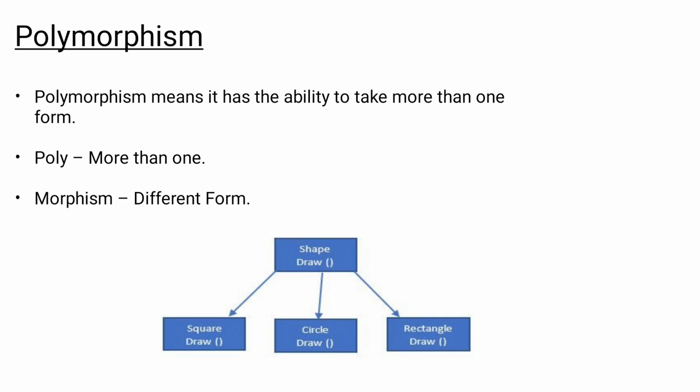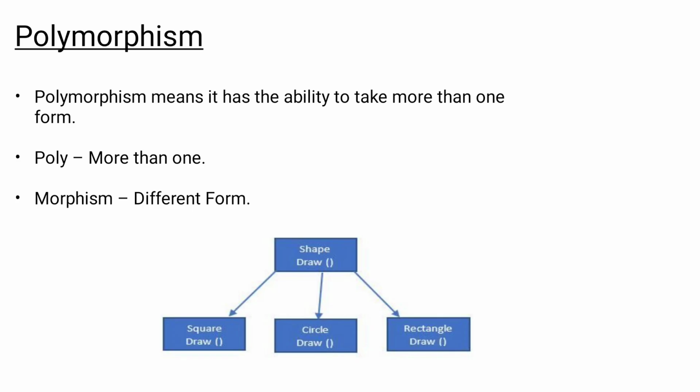Polymorphism can be classified into two types: compile time polymorphism and runtime polymorphism. Compile time polymorphism is classified into two types: function overloading and operator overloading. And runtime polymorphism means function overriding. We consider the polymorphism example of shapes, which include square, circle and rectangle. These are all examples of polymorphism.